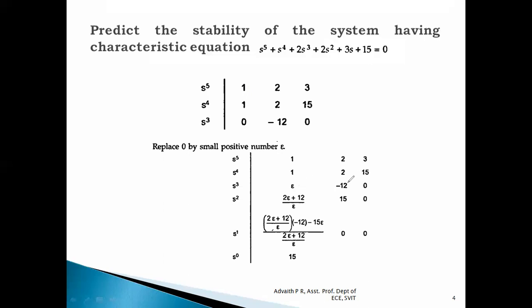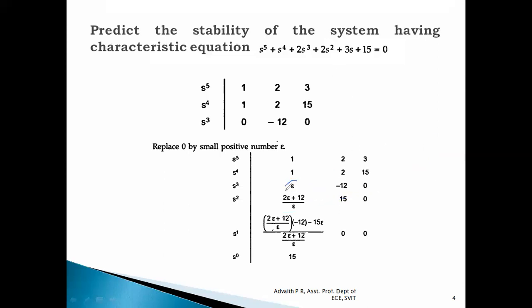Next, after that, we'll start filling the array. To get this value of s to the power of 2, epsilon multiplied by 2 is 2 epsilon, minus 1 into minus 12 is minus 12. So minus 12 with the minus sign becomes plus 12. So that becomes 2 epsilon plus 12 divided by epsilon. The same value is being written over here.